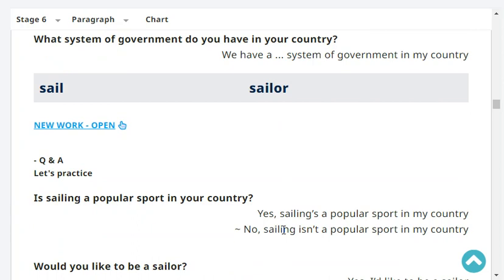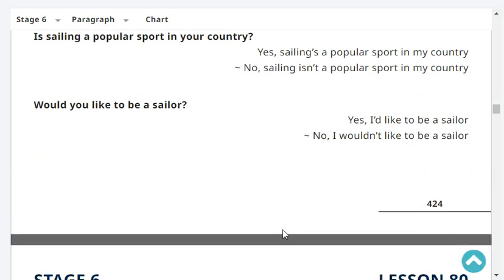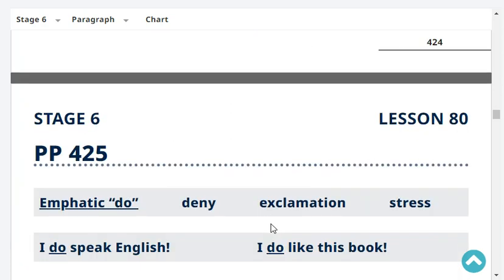Is sailing a popular sport in your country? Yes or no? No, sailing isn't a popular sport in my country. Would you like to be a sailor? Yes or no? No, I wouldn't like to be a sailor. Very good.